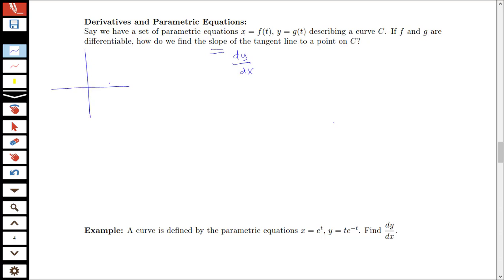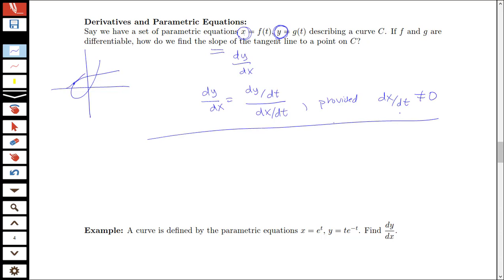So let's just get a visual to help us think about what we might be finding here. Let's say I had a curve like this, some sort of parametric curve, and I'm trying to find the slope at this particular point over here. So one thing I could think of is that dy/dx is like rise over run. So I want to think about the derivative of my vertical component divided by the derivative of my horizontal component. So it makes sense that this should be dy/dt divided by dx/dt, provided my dx/dt is not zero. Okay, so that is our parametric form of the derivative.